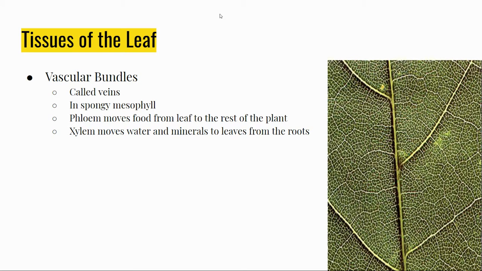Then you have vascular bundles. These are going to be called veins. So they're found in the spongy mesophyll. Phloem is going to move food from the leaf down towards the rest of the plant. And then xylem is going to move water and other minerals up from the roots to the stem and the leaves and the flowers. So it's going to move it up the plant.